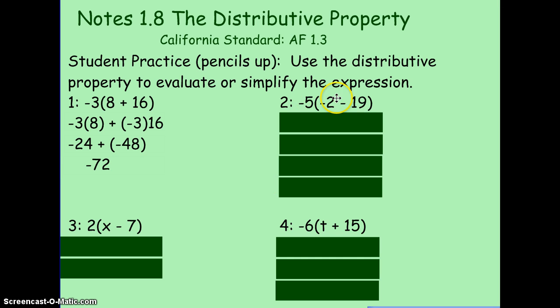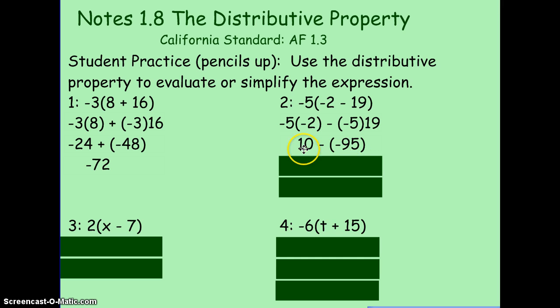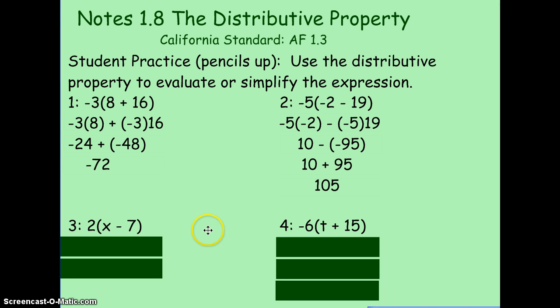Here I'm distributing the negative 5 to the negative 2, and the negative 5 to the 19. Then I need to multiply. And notice the negatives canceled out here because there were 2 negatives, but not here. So you want to be careful. And now I see subtraction with negatives. I know I need to skip change. I go ahead and do so, and now I have an addition problem. So I'm going to simply add those 2 together.